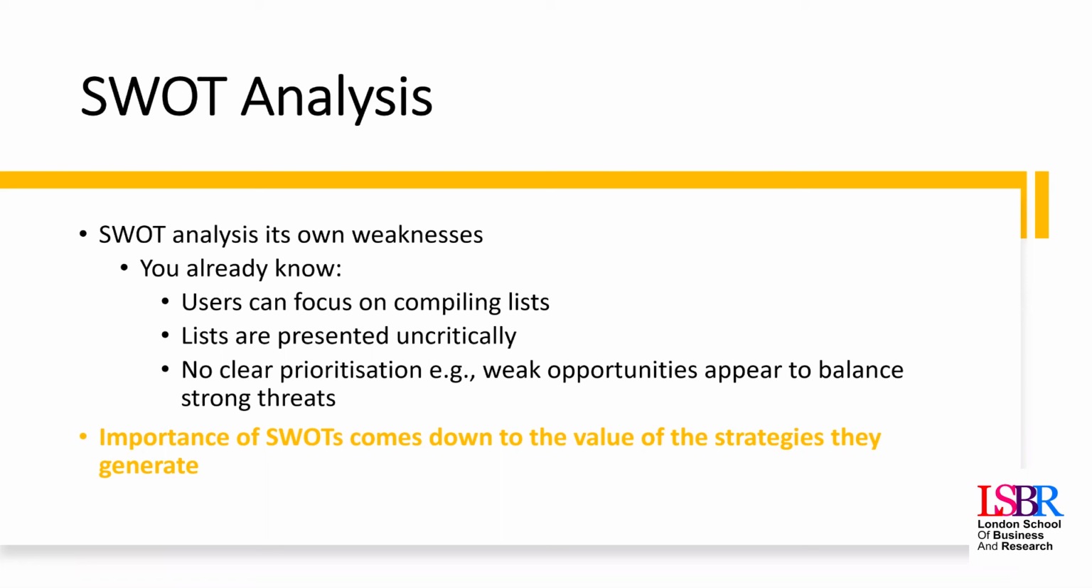And finally, there's no clear prioritization. When people don't prioritize, when they don't show me which one's Horizon 1, which one's Horizon 2, and don't have any real structure to their SWOT analysis, then that's a problem as well.